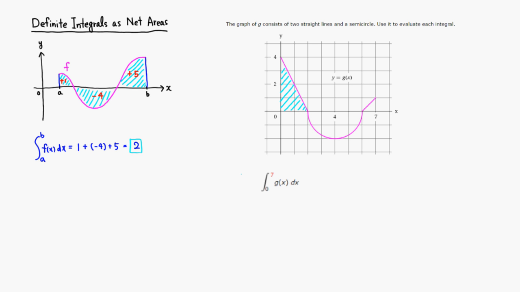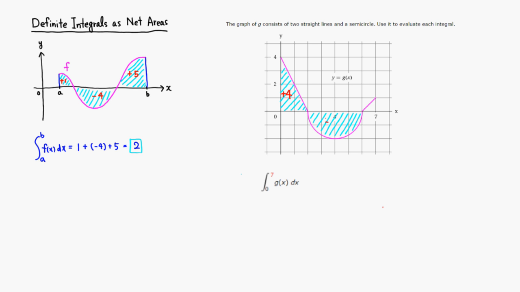We can easily compute that: 1/2 base times height. Base seems to be 2, height is 4, so 1/2 times 2 times 4, it's going to be 4. And since this is above the x-axis, it counts as a positive. Then if you look at this region here, it's a semicircular region. This is actually below the x-axis, which means that it has a negative contribution.